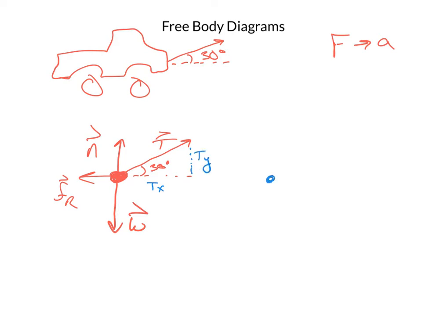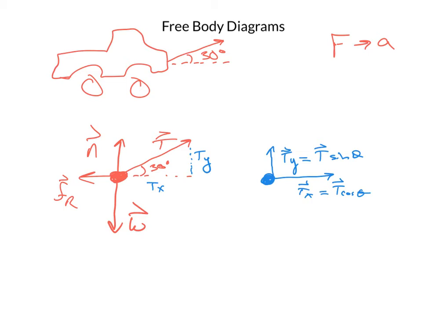So I could actually, and you should never do this on an AP exam, you're not supposed to draw components, but if I were to break my tension down to Tx and Ty, the way that I do that is by using T cosine theta and T sine theta. So Tx is T cosine theta, Ty is T sine theta. So I can break things down into components.